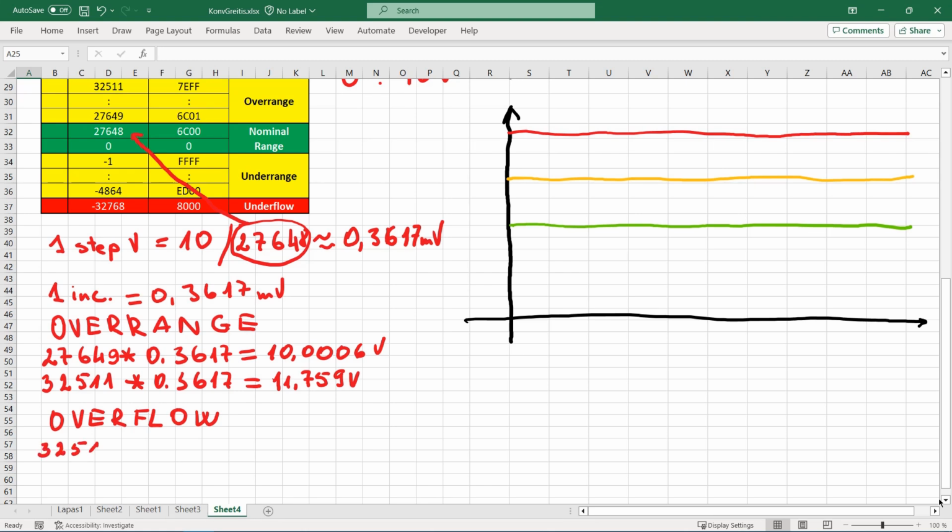Overflow starts at 32,512 multiplied by 0.3617, equals to 11.76 volts. An upper value is 32,767 multiplied by 0.3617, equals to about 11.852 volts.